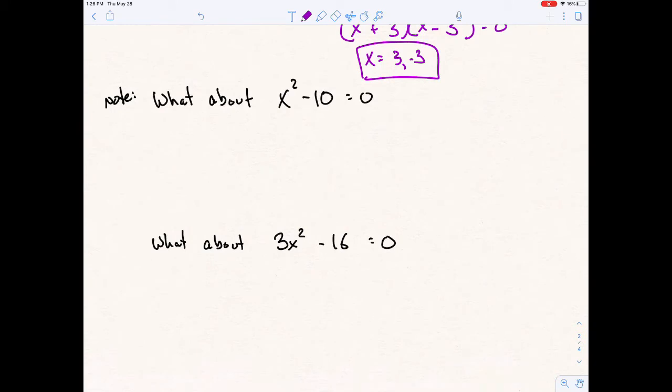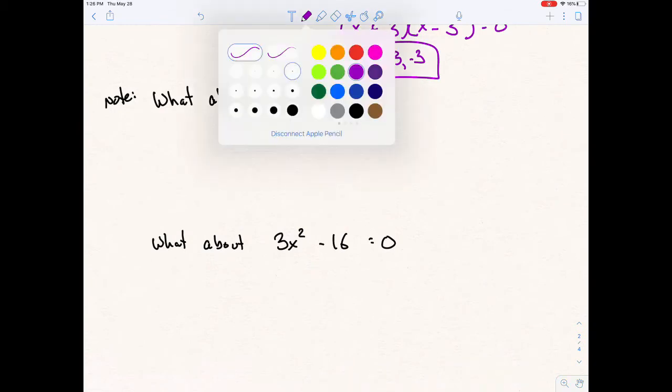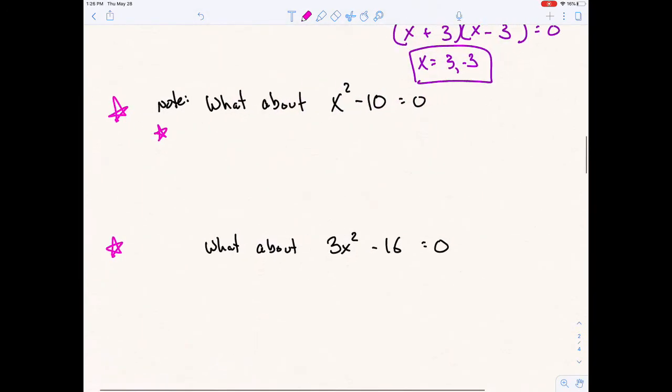Now, what about these two, right? These are not difference of squares, but we can treat them like difference of squares. This is new. I'm going to put this in pink because this is something that you might not have known. I marked it off to the side because I wanted to pay special attention to this.